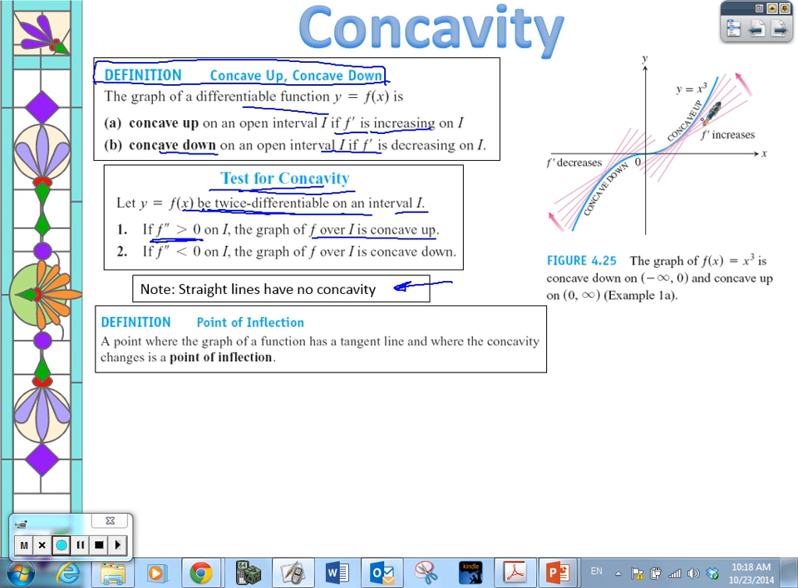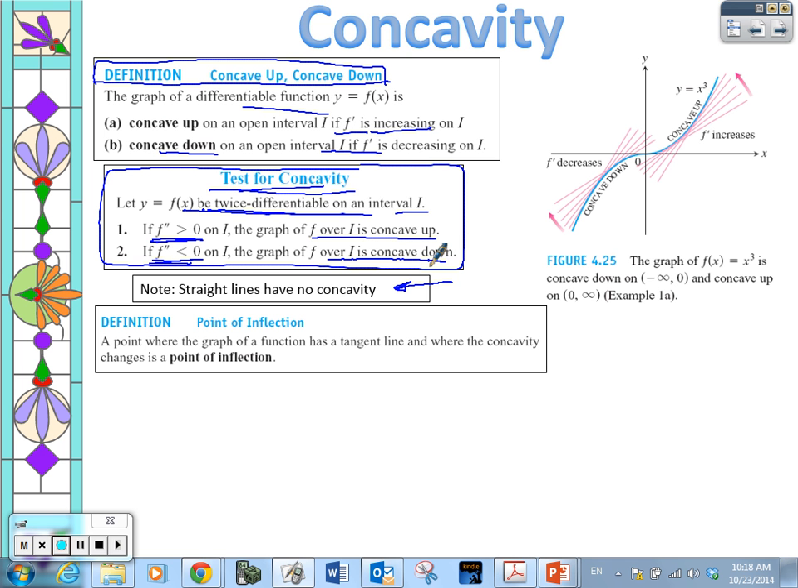Does that make sense? If you want to do it the other way, you are welcome to do it that way. But this test is much more straightforward. Okay? And then likewise, if we have the second derivative negative on the interval, then we're concave down. So that's our test for concavity. It involves the second derivative.